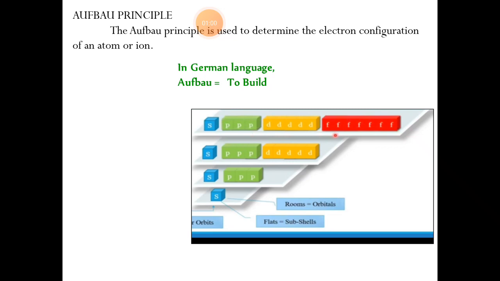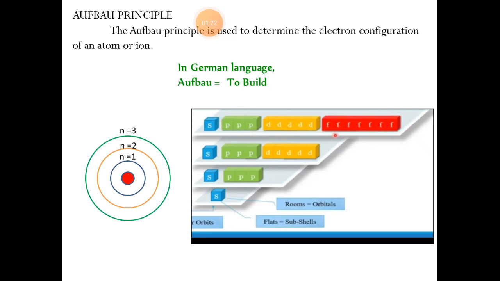Now here we will compare this principle with a building of any structure having different flats. The orbitals are the rooms, the different subshells are there, and the different orbits are the floors of the building. When we compare it with the structure of an atom, the first shell, n equal to 1, has only the s orbital.